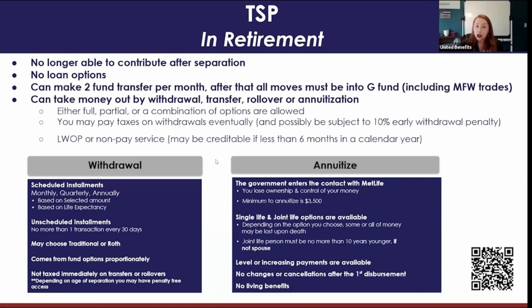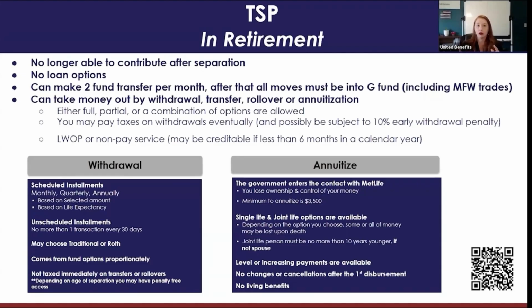Anyways, to withdraw in retirement with the TSP, you can have scheduled installments: monthly, quarterly, or annually. They can be based on a dollar amount, or they can be based on your life expectancy. You can also receive unscheduled installments. They don't like to have more than 1 transaction within a 30-day period. You may choose, again, traditional or Roth. So you can say, okay, I want to pay taxes this time and just pull from my traditional side of my TSP, or I can just pull from my Roth TSP.